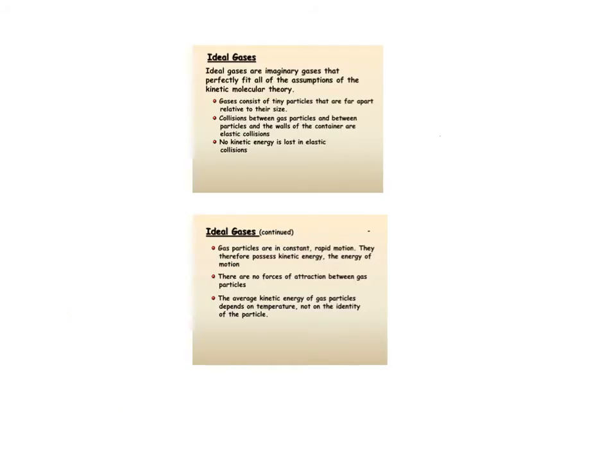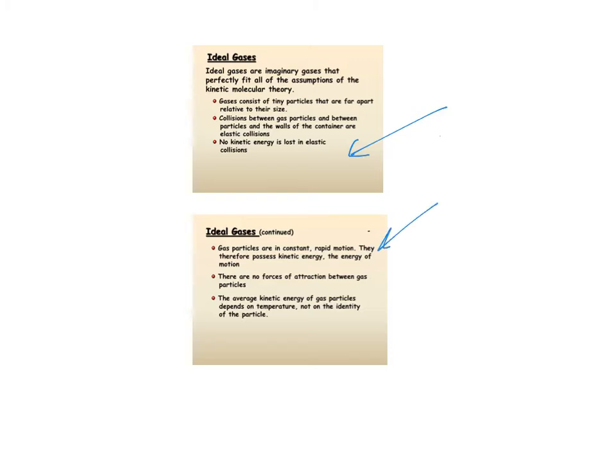Okay, let's go over the characteristics of an ideal gas. An ideal gas does not really exist. All the gases in our life are real gases. But for an ideal gas, you have to assume that the particles are very small, that they're point particles. They're very tiny, they're very far apart. And when ideal gas particles collide, they don't lose any energy. Those kinds of collisions are called elastic collisions, and no kinetic energy is lost in elastic collisions.